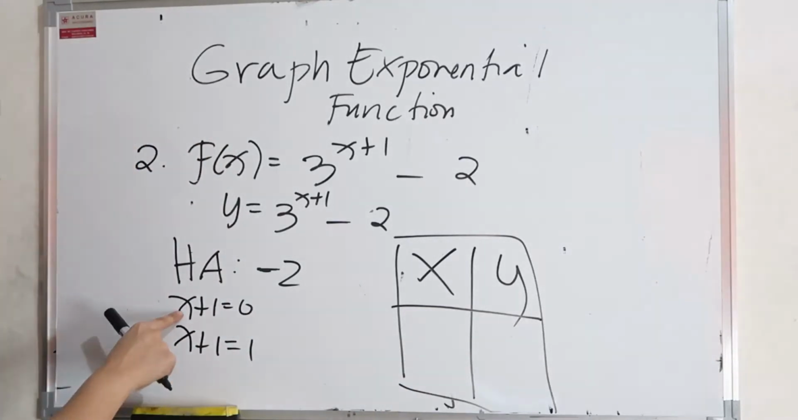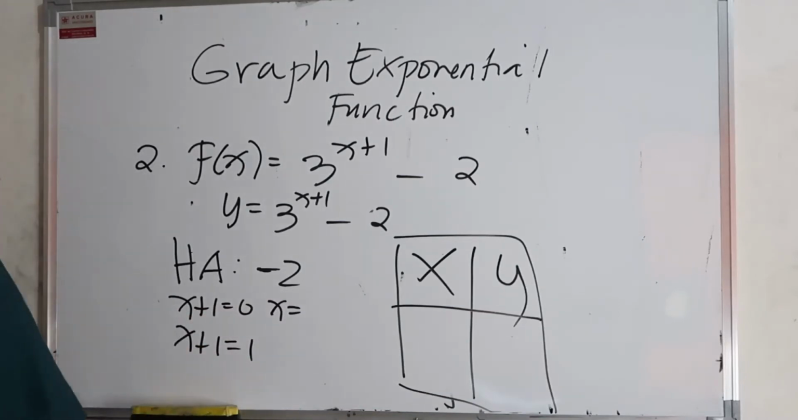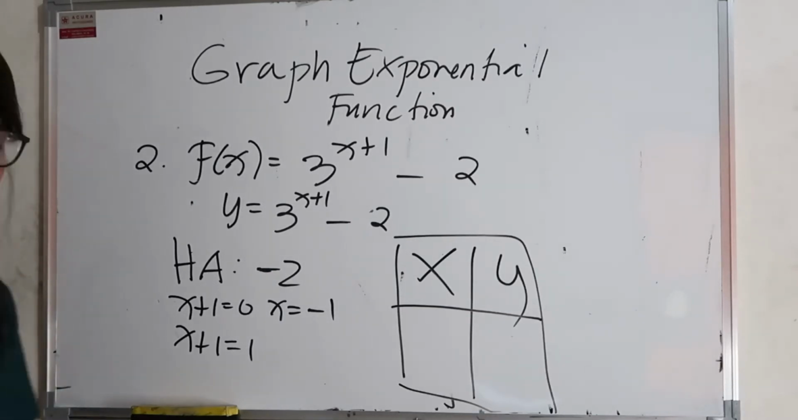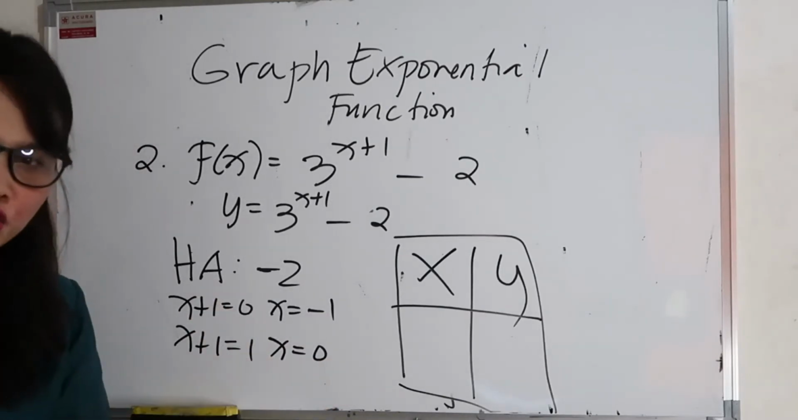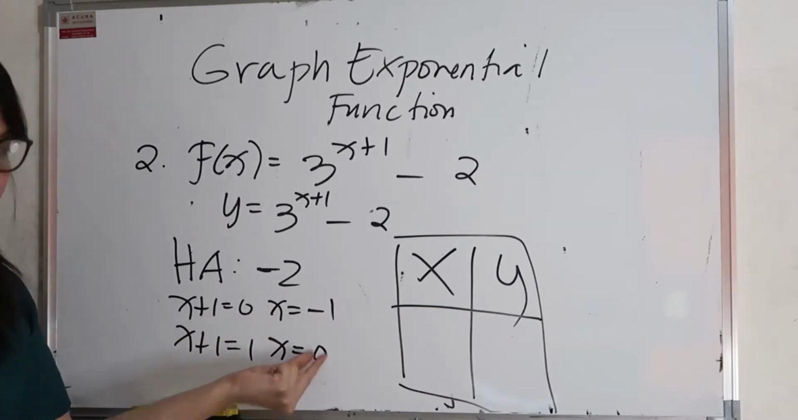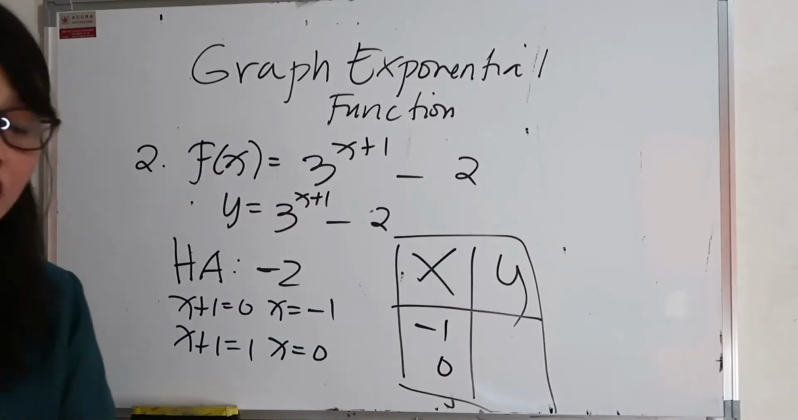So if x plus 1 equals 0, what is the value of x? Okay, negative 1. Good. Next, x plus 1 equals 1. What is the answer? Okay, 0. Very good. So meaning, we will be using negative 1 and 0.